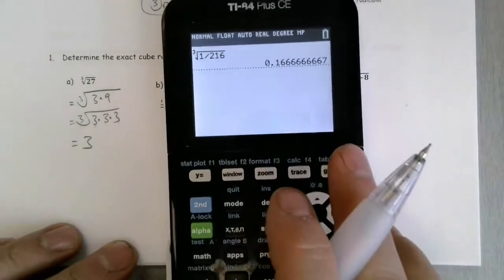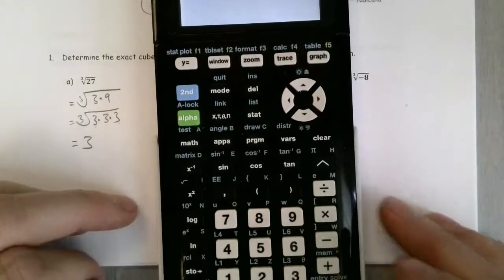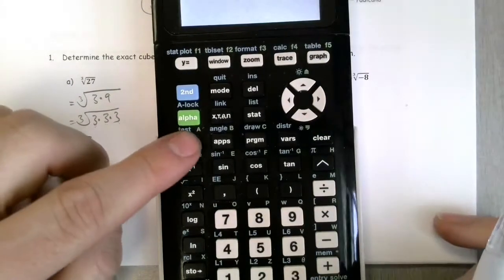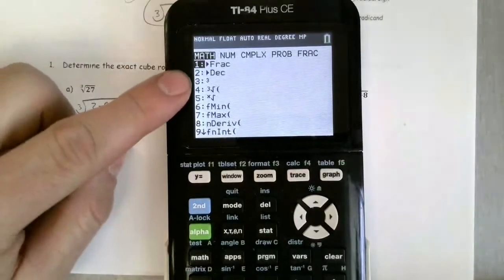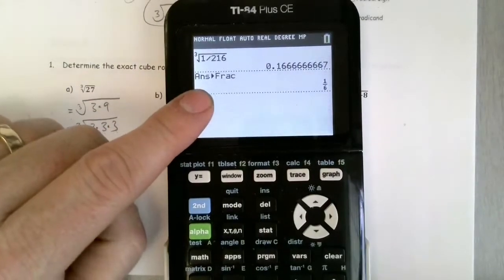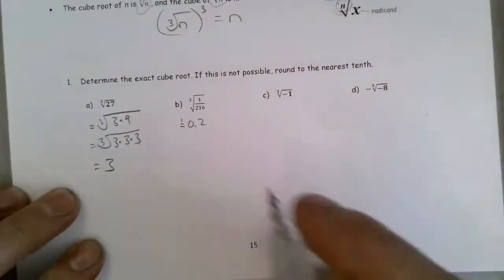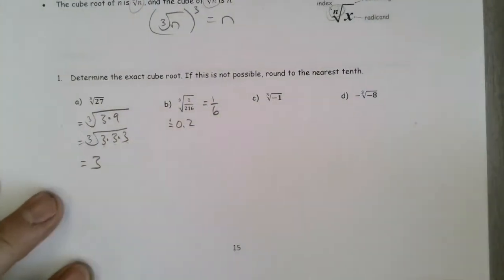But it turns out, with this particular calculator, I can do a little bit better. On a graphing calculator like this, a Texas Instruments, if I press math, the very first option I get is convert to fraction. So I would use this to convert that answer to a fraction, and I get 1/6. So this is actually equal to 1/6 perfectly.